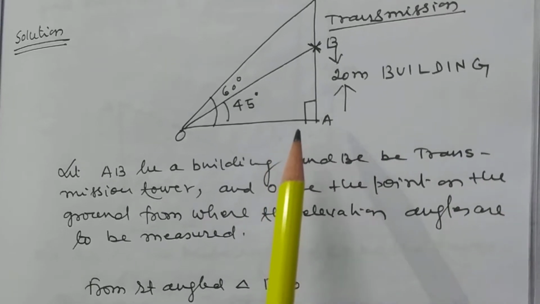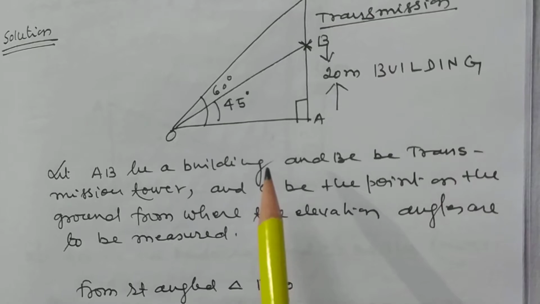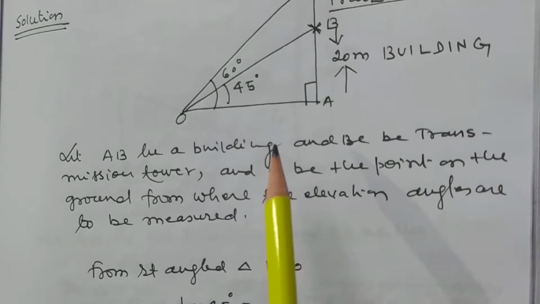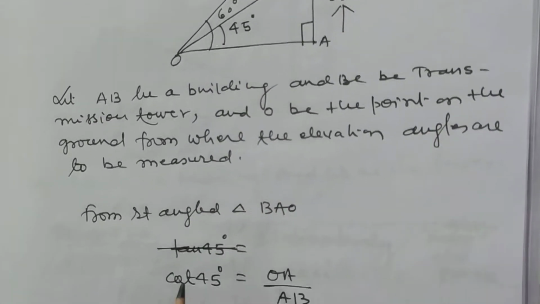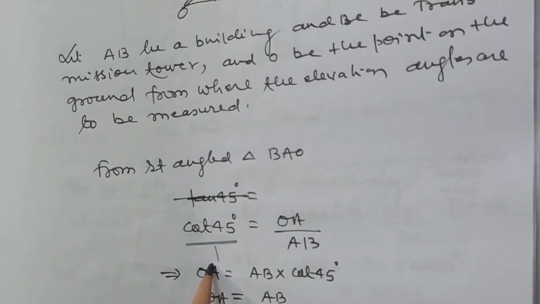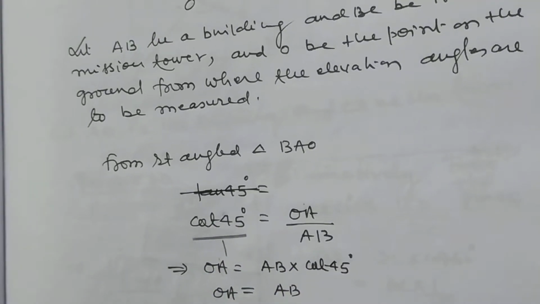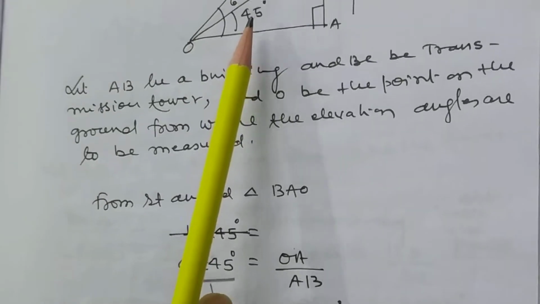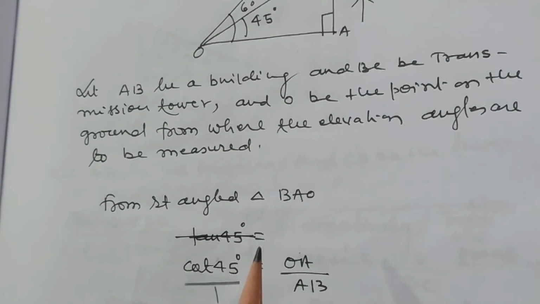My dear students, here you take tan 45 or cot 45, it makes no difference, because the value of both is 1. But in case of cot 45, if we want to find the value of OA, we get the value of OA by doing cross multiplication. This benefit you will get if you take cot. If you will not take cot, then this benefit you will not get.